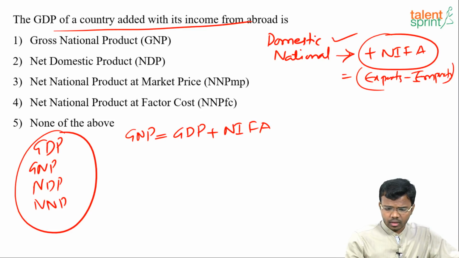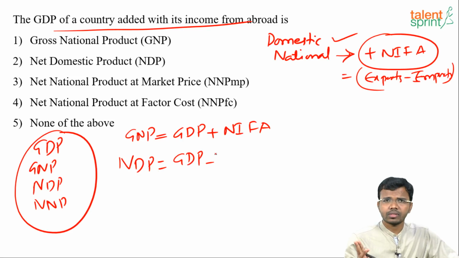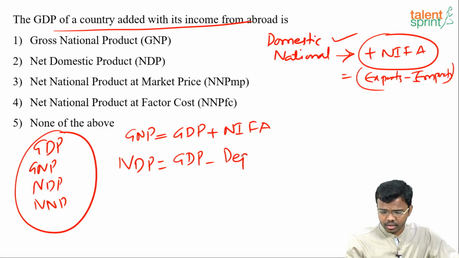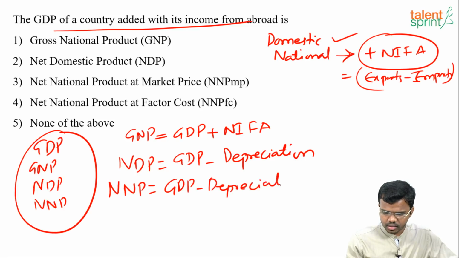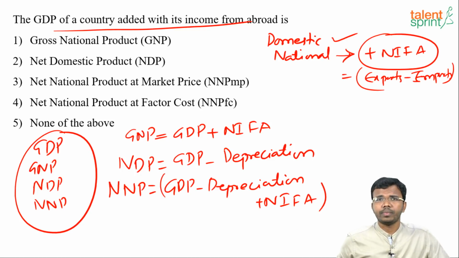Clear? Then what do you mean by net domestic product? What do you mean by net salary? Gross salary minus something, after some cuttings will be there, right? It is called GDP minus depreciation. Clear? What do you mean by net national product? National. GDP minus depreciation. National means I have to add net income from abroad. So this is called NNP.